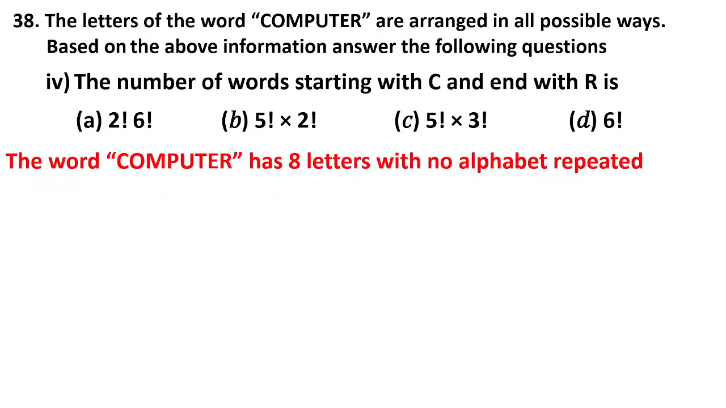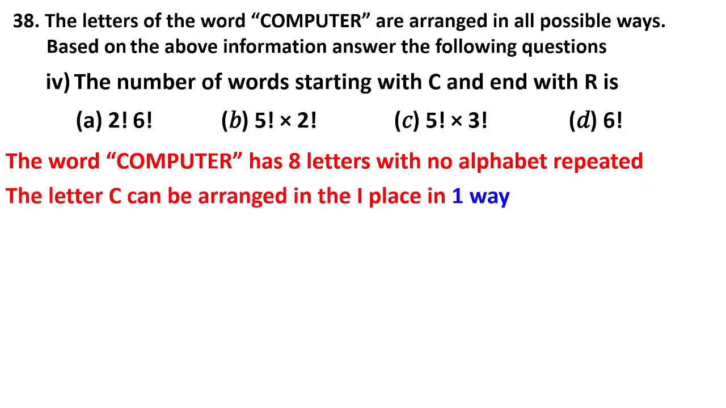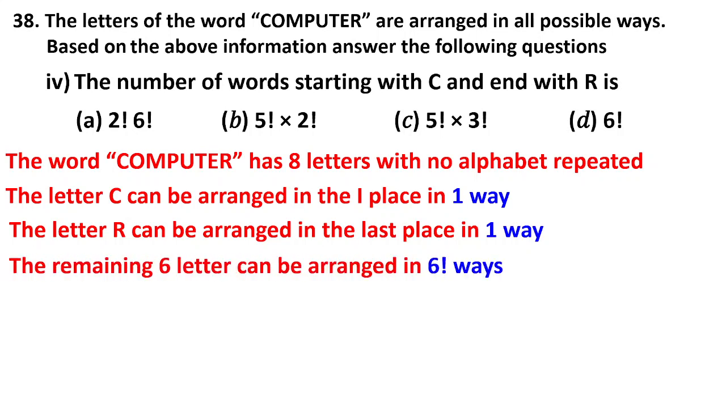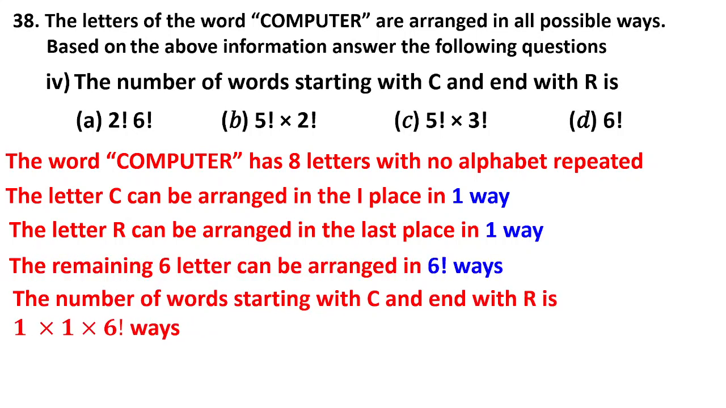The word computer has 8 letters. C can be arranged in the first place in 1 way, R can be arranged in the last place in 1 way. The remaining 6 letters can be arranged in 6 factorial ways. Therefore, 1 into 1 into 6 factorial. Therefore, the correct option is 6 factorial.